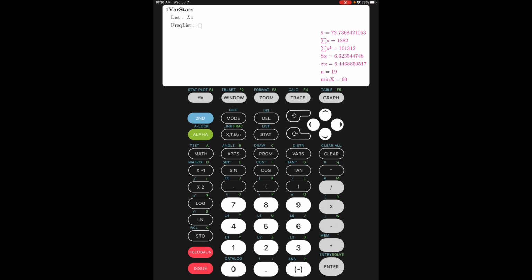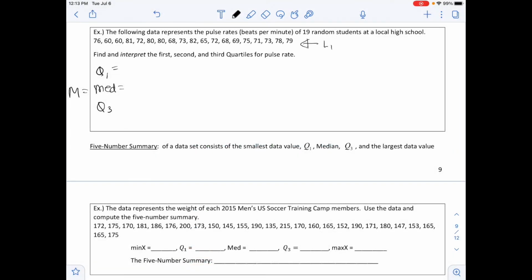This time we are looking for our quartiles, and so scrolling down, you'll notice that quartile 1 or Q1 is equal to 68. The median or quartile 2 is equal to 73, and quartile 3 is equal to 79, that's also called Q3. So from the calculator, we get Q1 is 68, our median is 73, and Q3 is 79.